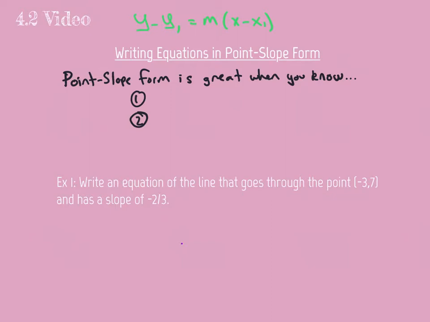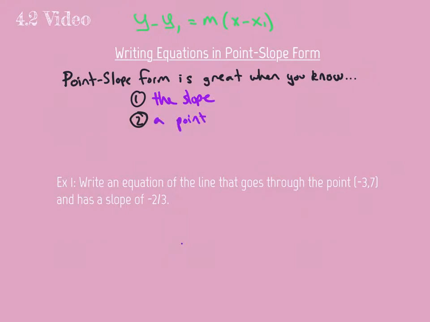Hey everyone, so in this video we're going to talk about writing equations in our second form, point-slope form. Here at the top is a reminder of what point-slope form is: y minus y1 equals m times x minus x1. And as the name implies, point-slope form is really great when you know two things: when you know the slope and when you know a point.